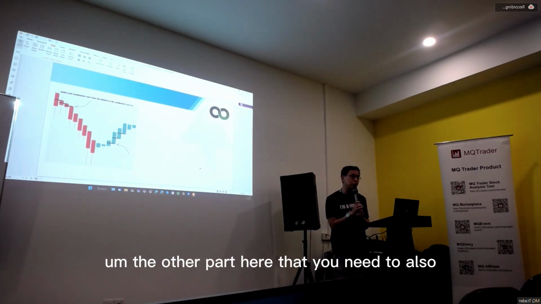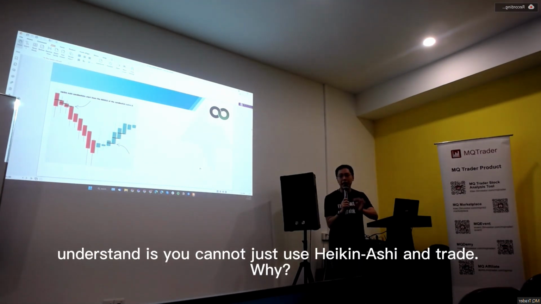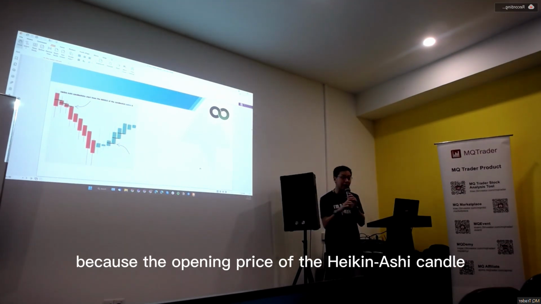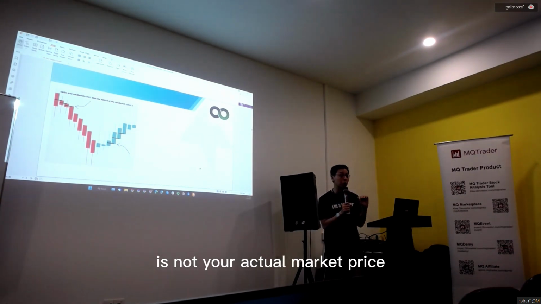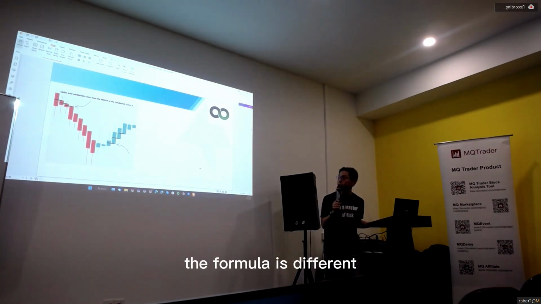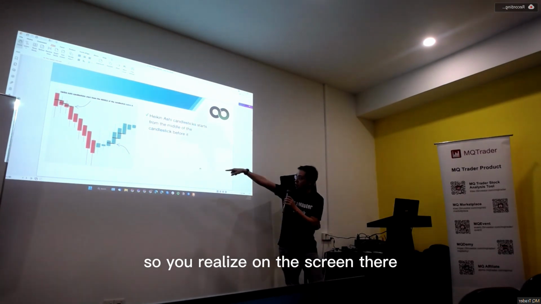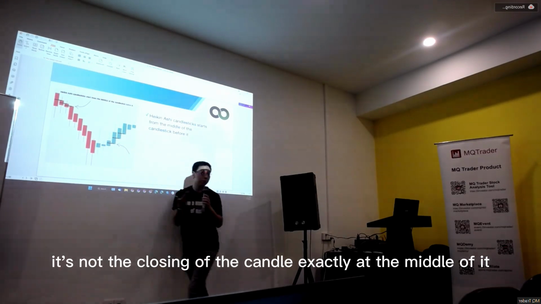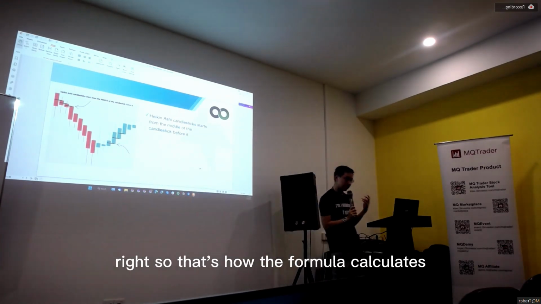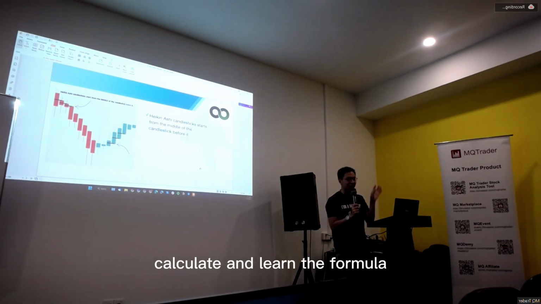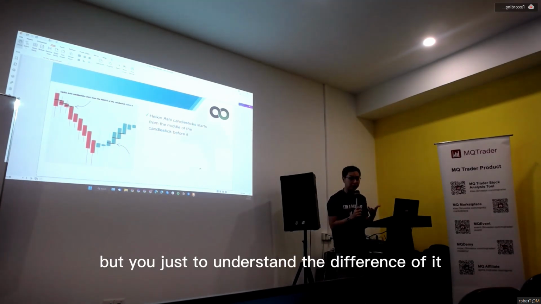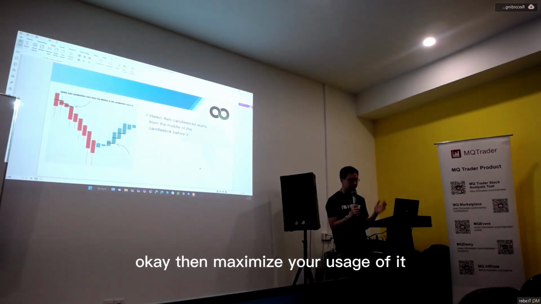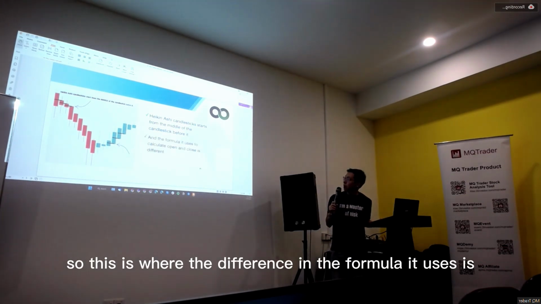The other part you need to understand is you cannot just use Heikin-Ashi and trade. Why? Because the opening price of a Heikin-Ashi candle is not your actual market price. The formula is different. You realize on the screen there, the opening of the candle is not the closing of the candle. It's actually at the middle of it. So that's how the formula calculates. Of course, you don't need to go and learn the formula, but you need to understand the difference of it, then maximize the usage of it. So this is where it differs.